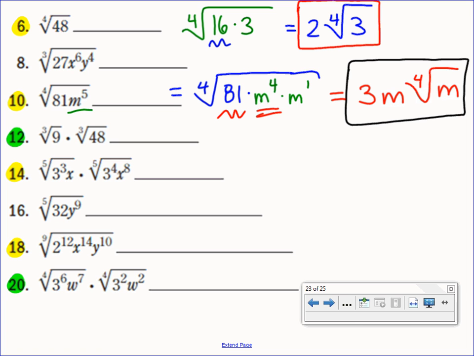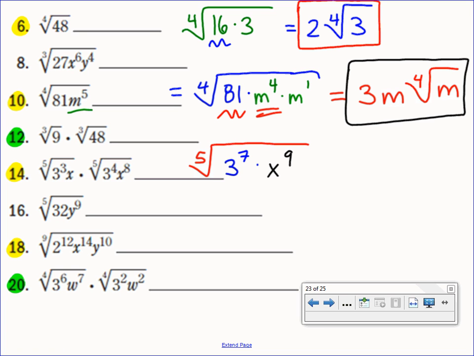Awesome. All right, let's take a look at 14. Here we go. I'm going to rewrite this as a single 5th root. So my first step would be to rewrite this as the 5th root of, inside I've got 3 cubed times 3 to the 4th. That is 3 to the 3 plus 4, which is 3 to the 7th. I've got x to the 1st times x to the 8th. That's going to be x to the 1 plus 8, which is 9.